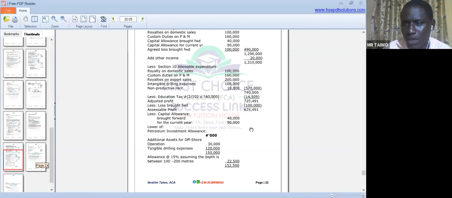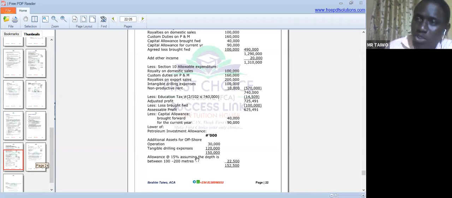But you will not need to compute the capital allowance, because they have told you the capital allowance for the period. I guess for the current year, they are giving it to you. So I will assume that the capital allowance has been computed. Now, for the petroleum investment allowance, the rate depends on the depth. In the exam, if the examiner did not give you the range or the location of the item that determines the rate of the petroleum investment allowance, you should assume.